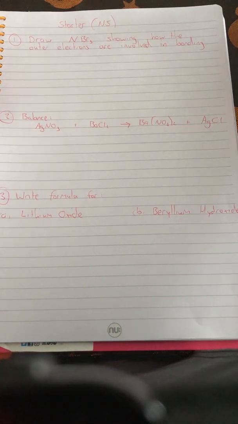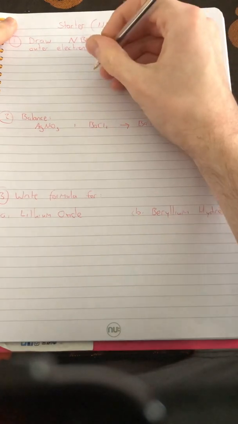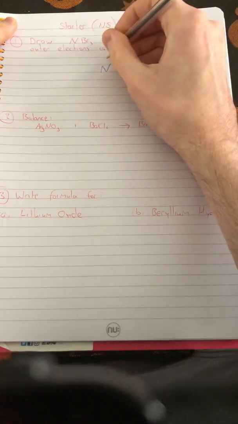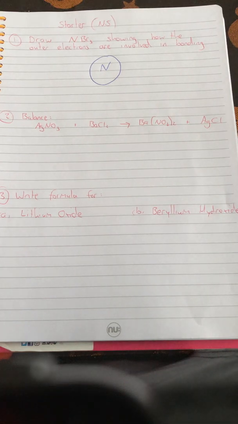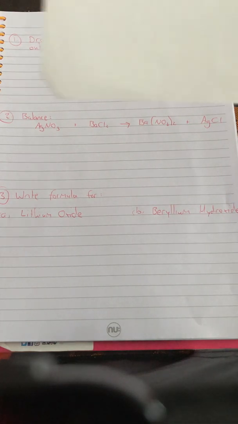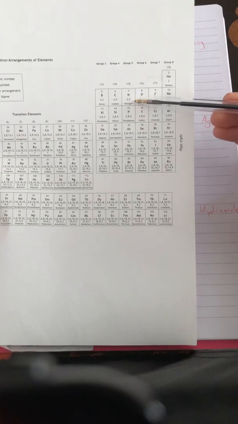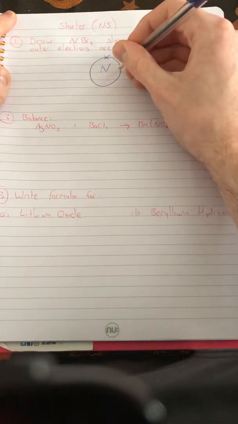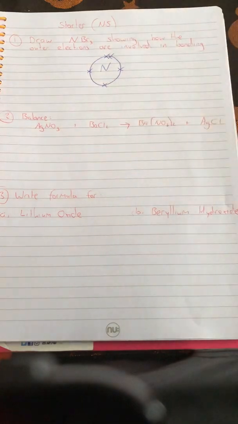Okay, so question 1. Draw NBr3 showing how the outer electrons are involved in bonding. Now, nitrogen is the centre atom, because there's less of them. So we do N with a circle. We're only interested in outer electrons, because they're the only electrons that are involved in bonding. Nitrogen's in group 5, so it's got 5 outer electrons. So we can draw them in: 1, 2, 3, 4, and then we begin to pair up 5.